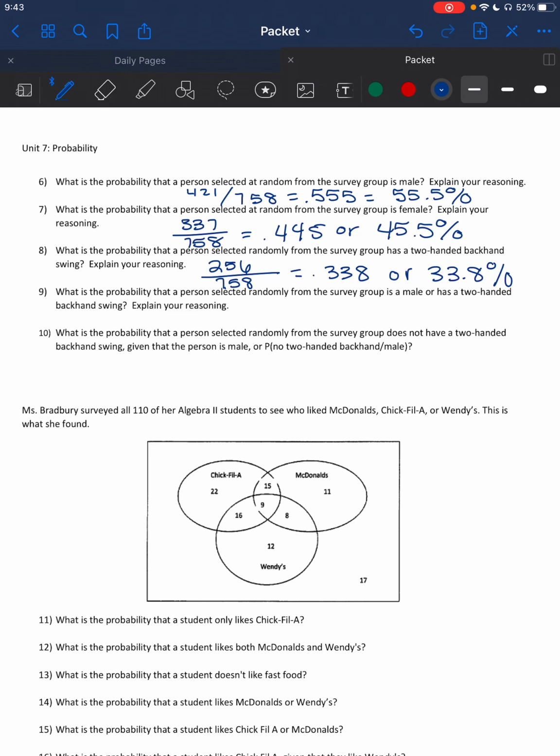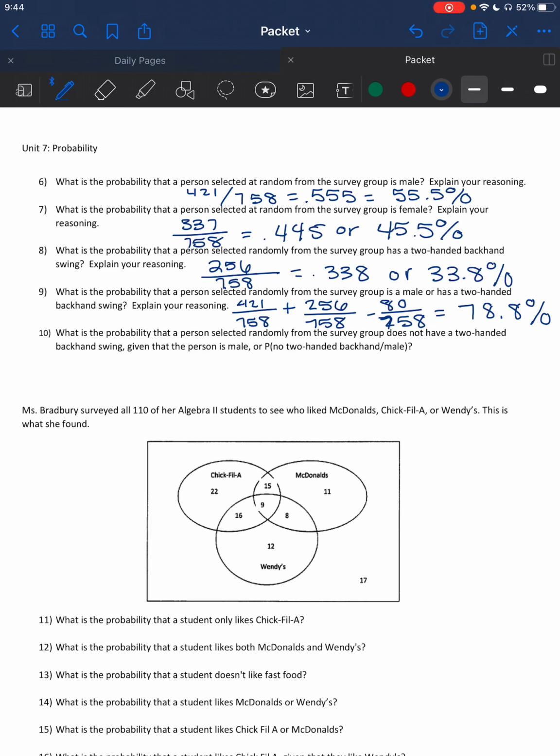What's the probability that a person selected randomly is a male or has a two-handed backswing? So once again, with or, you have to add and then subtract. So I have 421, total males, plus my total two-handed backswings, minus the males who have a two-handed backswing. And that gives us 78.8% of picking either a male or somebody with a two-handed backswing.